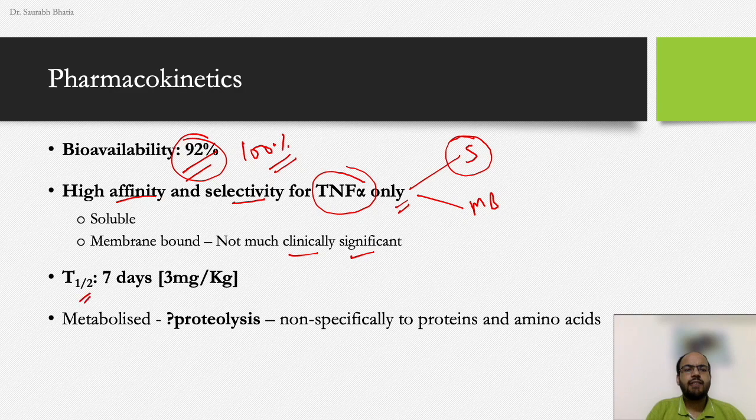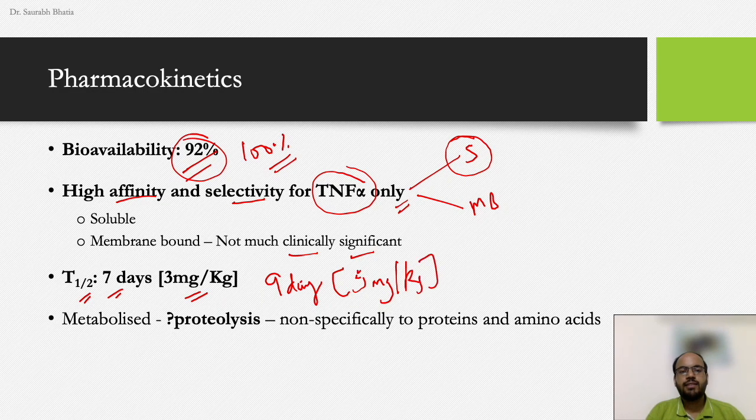Now, the T half of infliximab is 7 days if the dose is 3 mg per kg. Some books mention 9 days when the dose is 5 mg per kg. Okay, so both of these are correct. A good answer will be 7 to 9 days. Some books mention 8.3, but they're getting too specific. The T half is 7 days, as mentioned in a lot of literature. If the dose is increased, it tends to stay longer, and the range is 7 to 9 days.